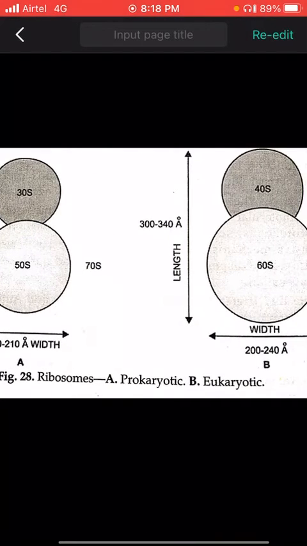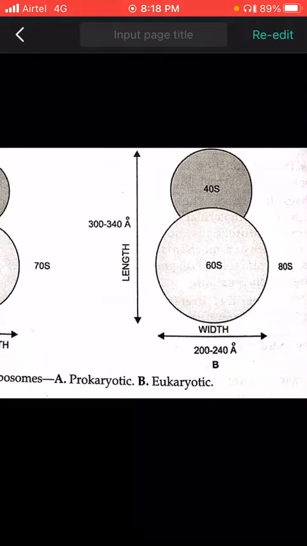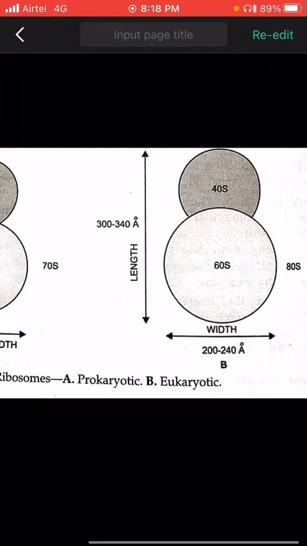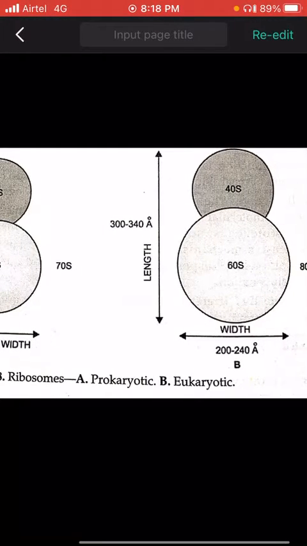Now coming to the eukaryotic ribosomes. In case of eukaryotic ribosomes, the upper portion is 40S and the lower is 60S. Combining, it should form 100, but it is 80S because 20S has been reduced due to the fusion of both the parts. The length of this ribosome is 300 to 340 Angstrom and the width is 200 to 240 Angstrom. So ribosome is of two types, 70S and 80S. 70S is found in prokaryotes and 80S is found in eukaryotic cells.